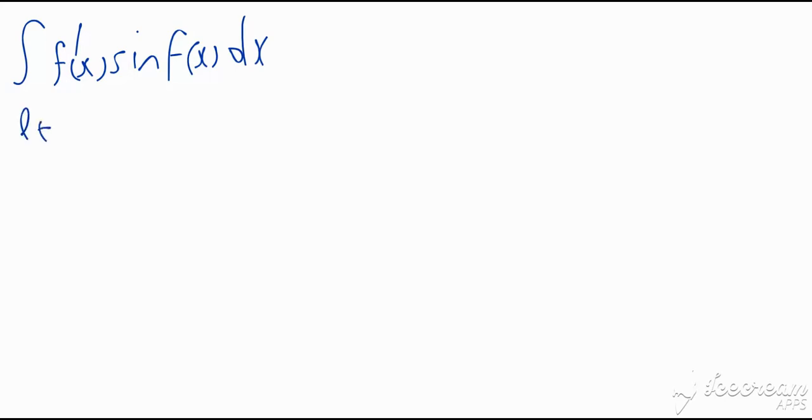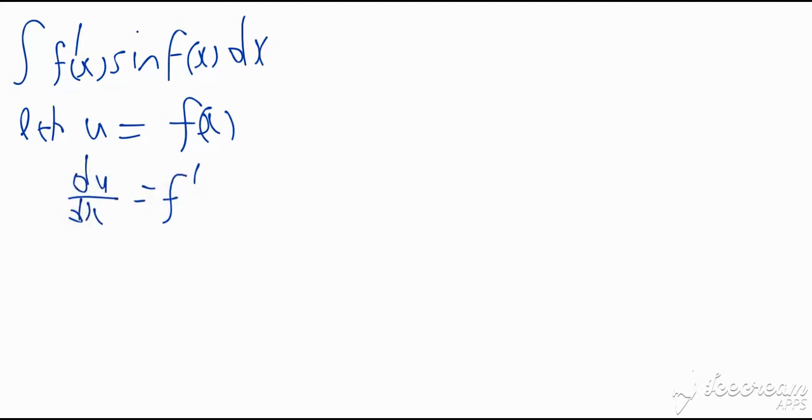So let us say we had the integral of f prime of x sine f of x dx. So let u equal f of x. Now du over dx is going to be equal to f prime of x. And since we did the transposition already, let's go right into it. dx is simply going to be du over f prime of x.